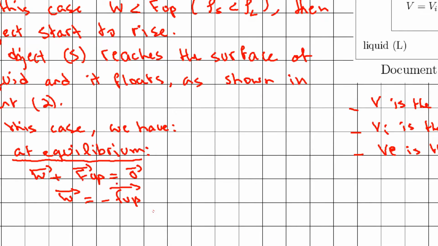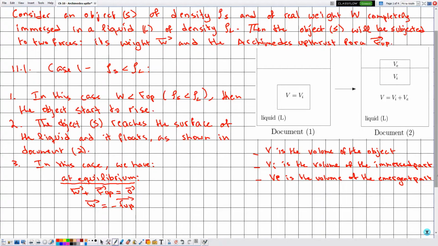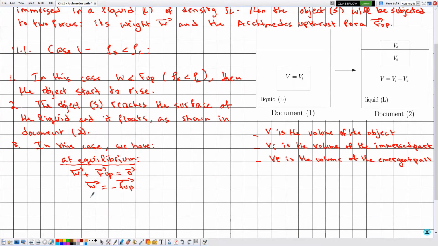So what do we benefit from this equation? The first equation tells us that the effect of both forces acting on the solid S cancel each other to give us the zero vector, whereas the second equation tells us that both forces have the same line of action, opposite direction, same magnitude. So the minus sign is for the opposite direction. Now regarding the line of action and the direction, we know that W is acting vertically downward and F upthrust is acting vertically upward, so we will not benefit anything more from the line of action and the direction. However, we are interested in the magnitude.